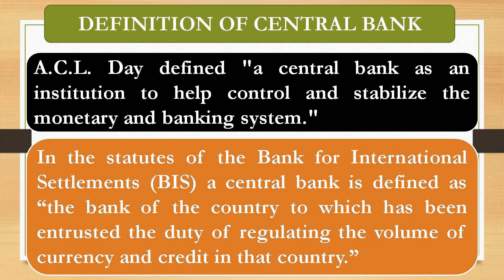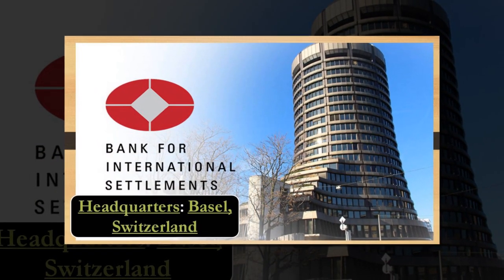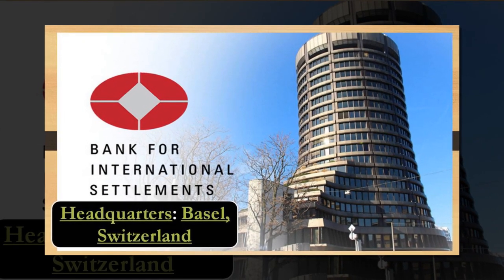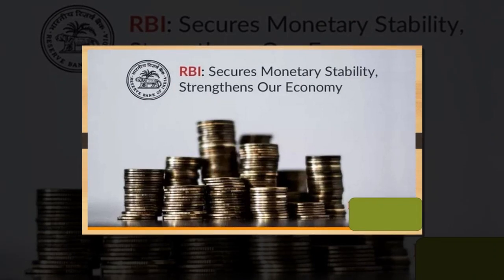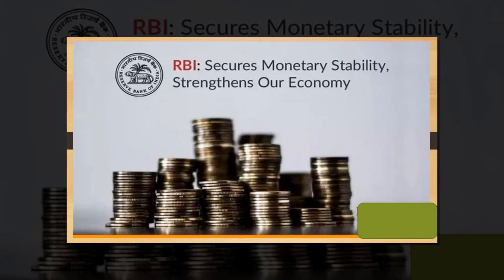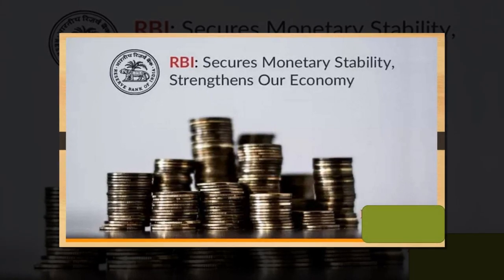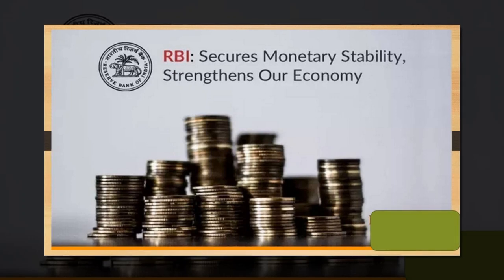Another definition is given by the Bank for International Settlements, BIS, in its statutes, which define a central bank as the bank of the country to which has been entrusted the duty of regulating the volume of currency and credit in that country. Suppose a nation needs more currency to boost its economic activities, then the central bank adopts an expansionary monetary policy, giving more funds to productive activities through relaxations in loans by cutting the repo rate, cash reserve ratio or statutory liquidity ratio and so on. If the nation faces problems like inflationary pressures, then the central bank hikes the bank rate, CRR or repo rate and thereby reduces the circulation of currency and ensures price stability.